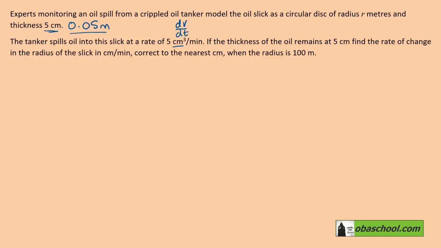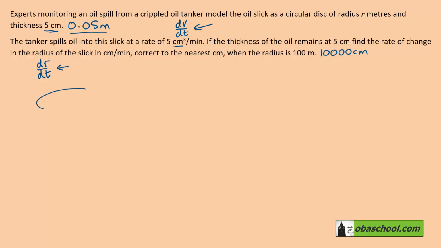If the thickness of the oil remains at 5 centimeters, find the rate of change in the radius of the slick in centimeters per minute, correct to the nearest centimeter, when the radius is 100 meters. So that, of course, would be 10,000 centimeters. Now, we're finding the rate of change in the radius, and of course that is dr/dt. So I've identified the rate that we've been told, and this is the rate that we want to find.